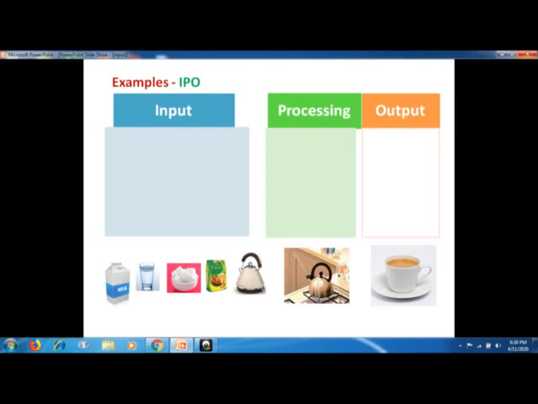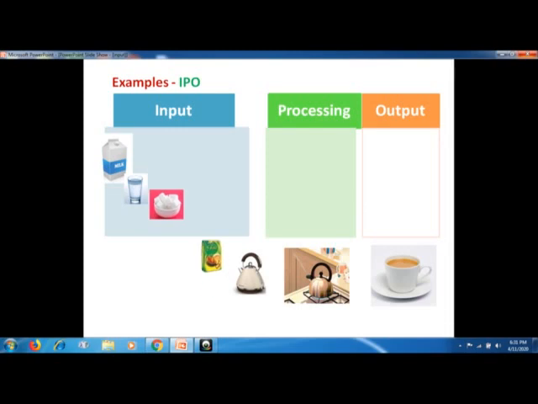So now see, first what we need as input. We need milk, water, sugar, tea leaves, and a kettle. Now think of it: all these ingredients, the milk, water, sugar and tea leaves, if you put all this in the kettle, can you get the tea ready out of it? No, you can't, because you need to do what? A processing. You need to do boiling.